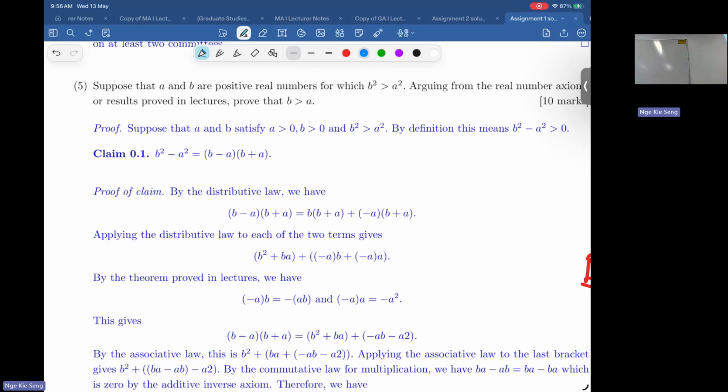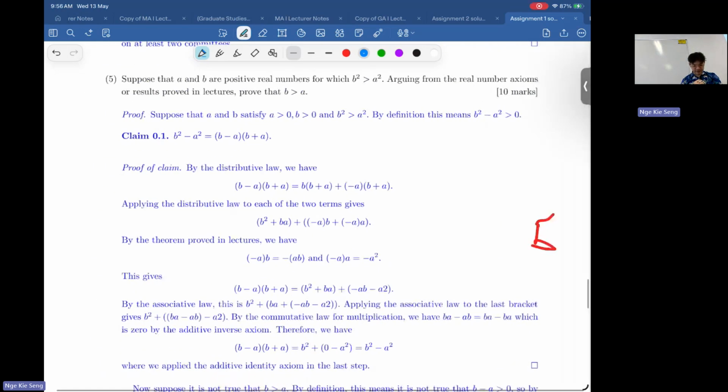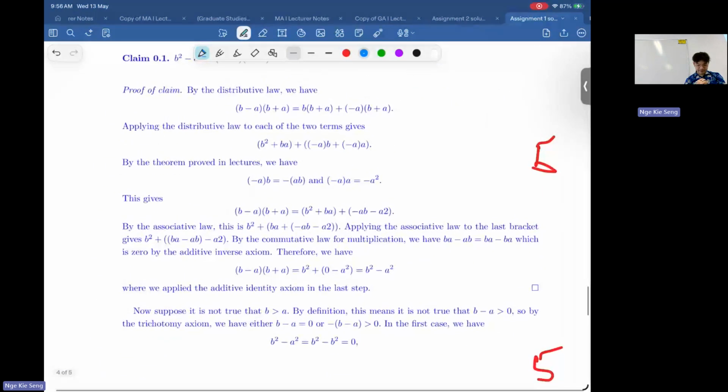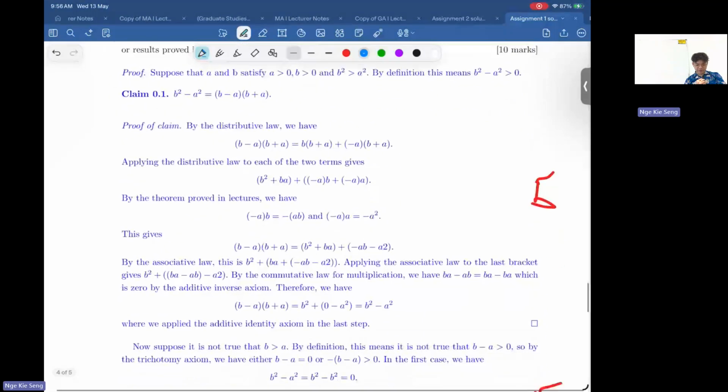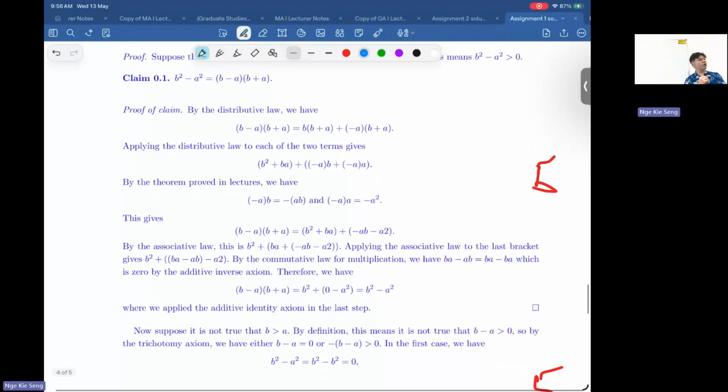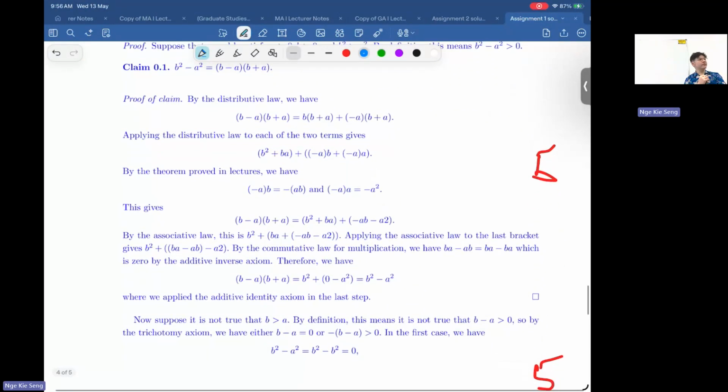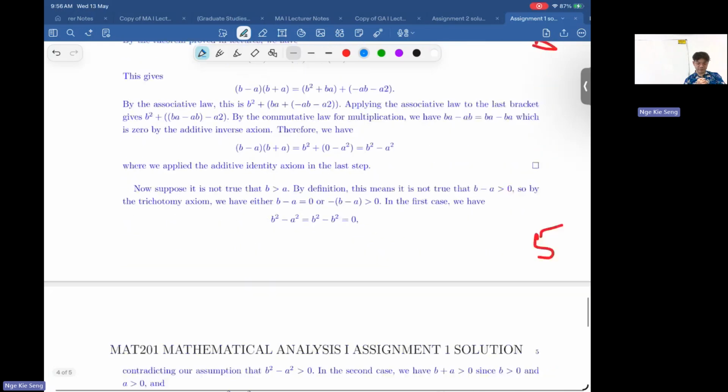If not, I will take off a bit of marks. A bit, not much, but a bit. And then from this one, I guess it's easy to prove. I think most of you used the trichotomy law, right? Yes, the trichotomy law.